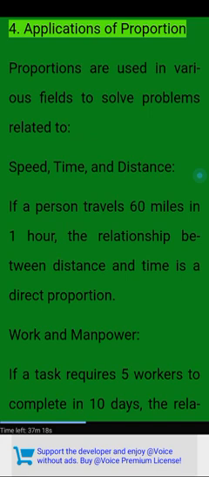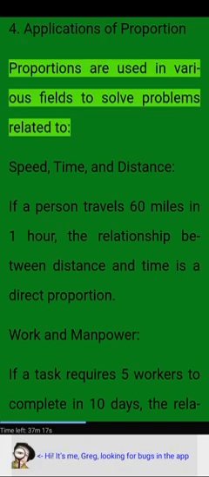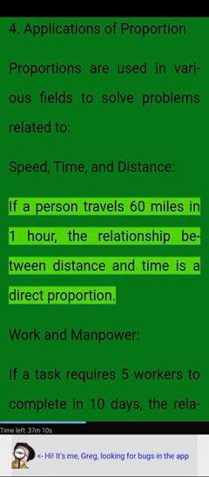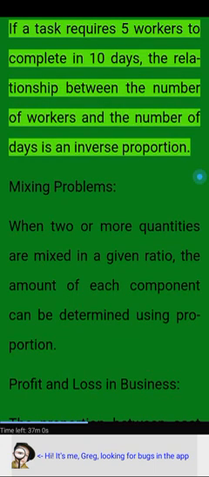4. Applications of proportion. Proportions are used in various fields to solve problems related to speed, time, and distance. If a person travels 60 miles in 1 hour, the relationship between distance and time is a direct proportion. Work and manpower. If a task requires 5 workers to complete in 10 days, the relationship between the number of workers and the number of days is an inverse proportion.